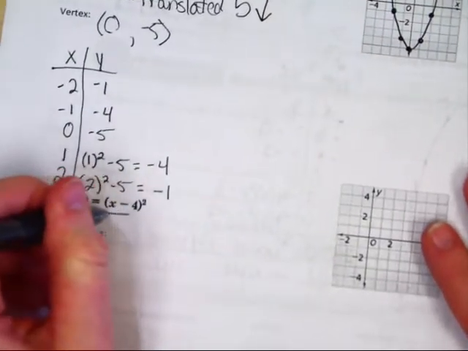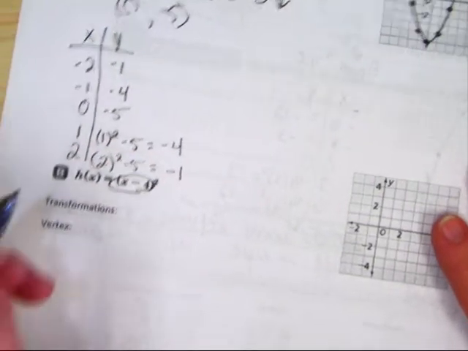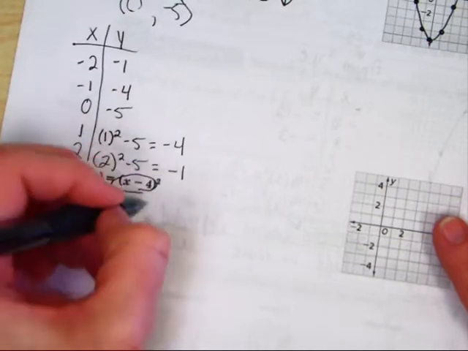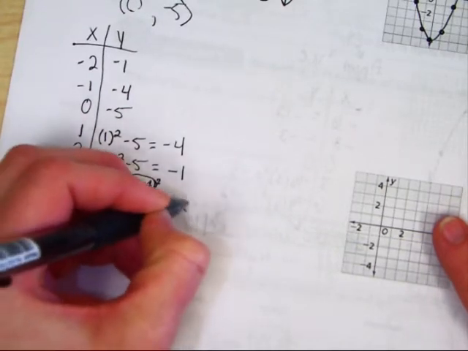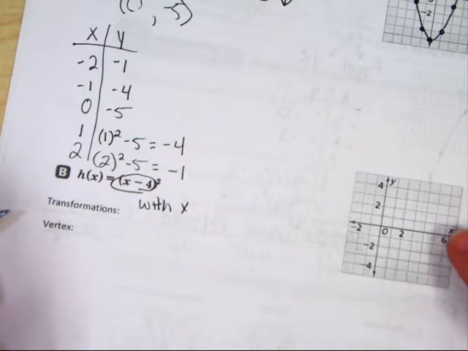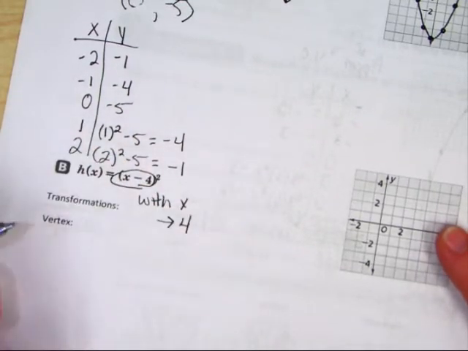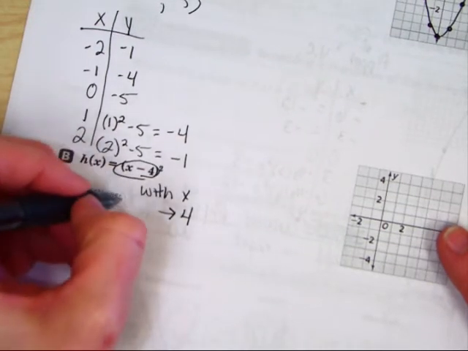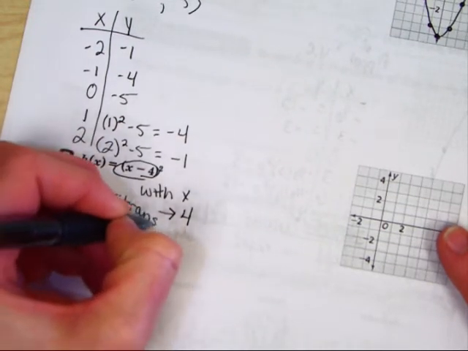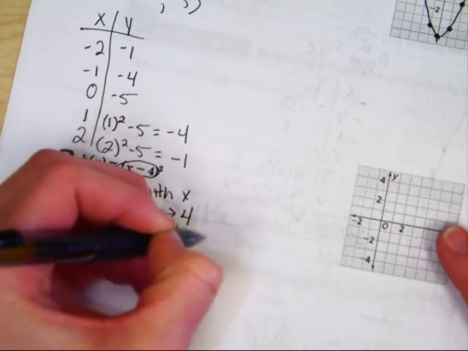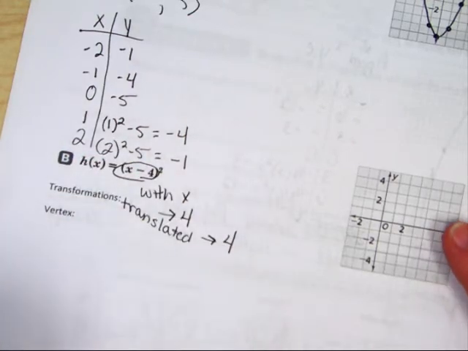Notice on part B, the 4 is associated with the x. Because it is with the x, it's going to move left or right. Because it's a minus 4, it moves to the right 4 units. You remember that from absolute values, hopefully. So the transformation is that it has been translated to the right 4 units.